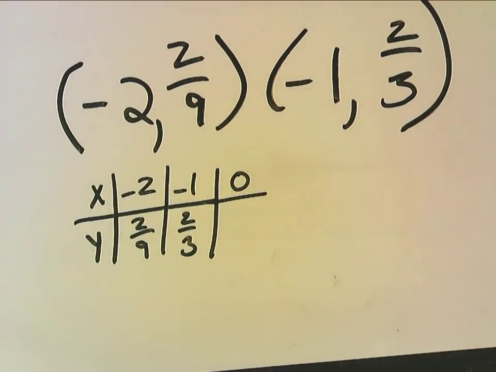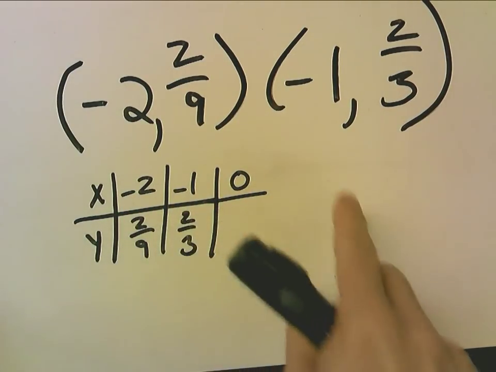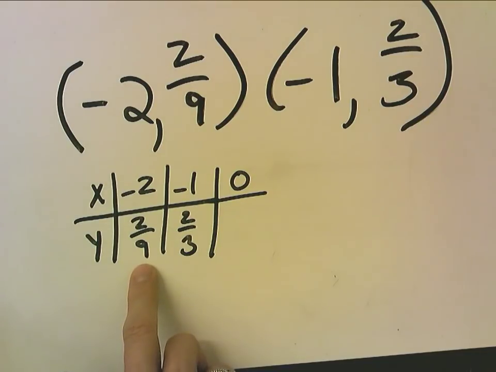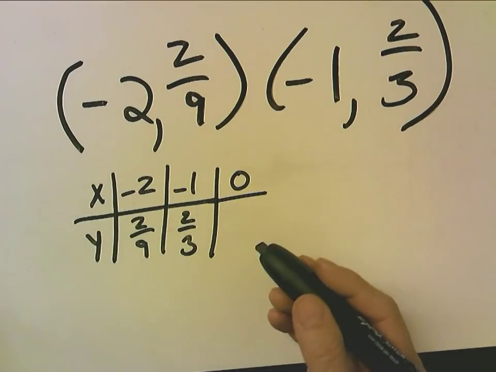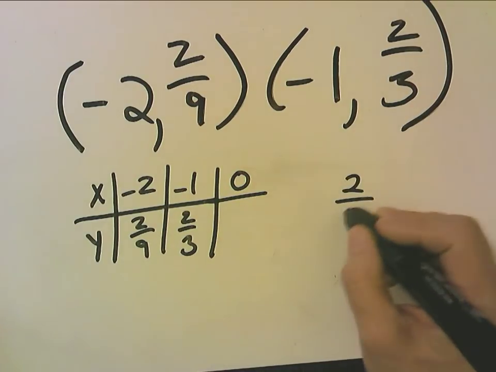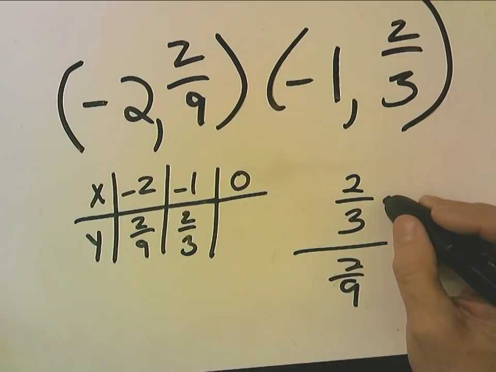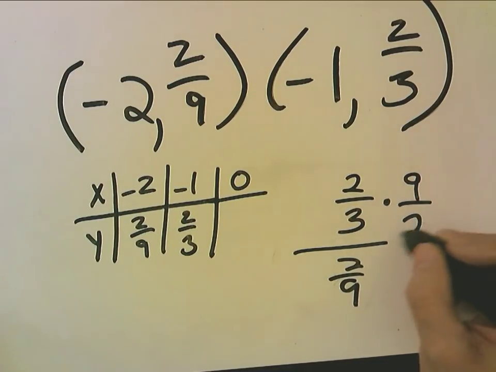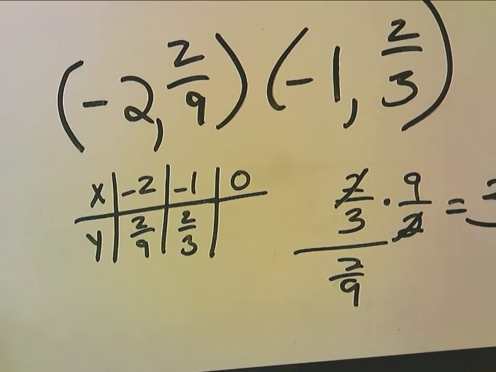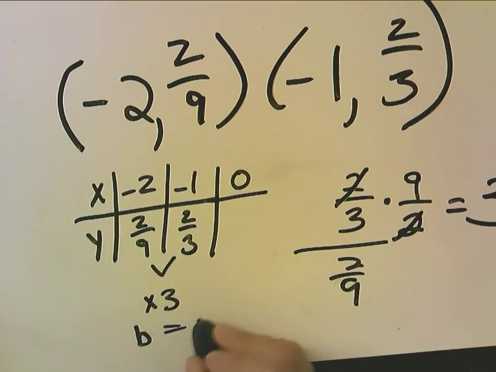Two things you can do. You can try to extend the pattern to 0. And if you extend the pattern to 0, you'll know what A is. So this is going up by 1 by 1 by 1. And what's happening to the 2/9? Well, if I multiply 2/9 by 3, I get 2/3. Or another way of figuring that out is you take 2/3 divided by 2/9. 2/3 divided by 2/9 is the same as 2/3 times 9/2. Cross that out and you get 3. So I know my multiplier is 3. So I know B equals 3.